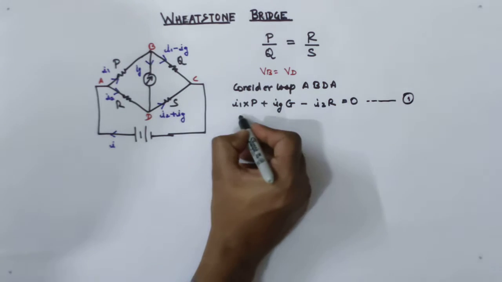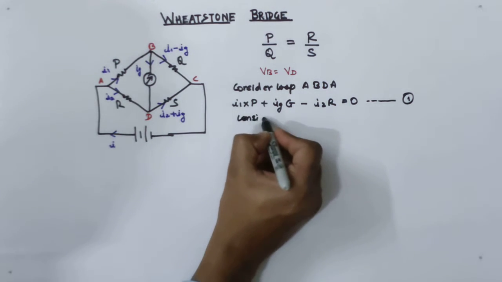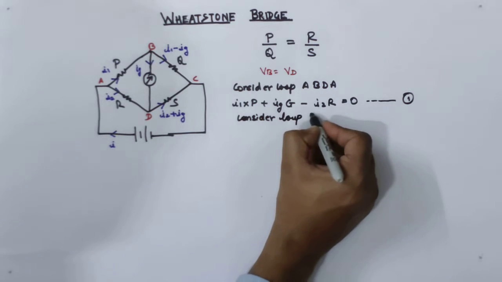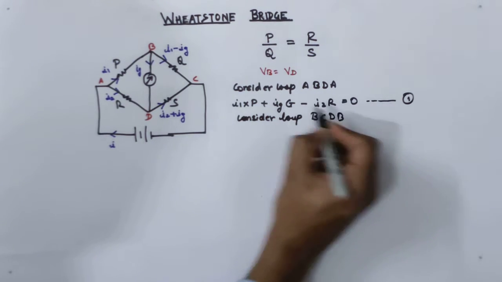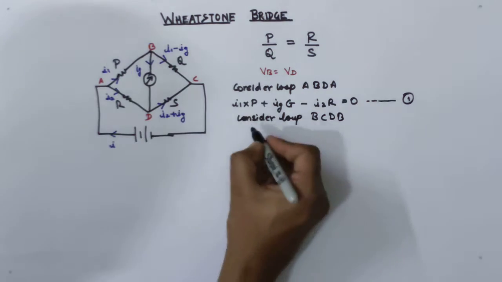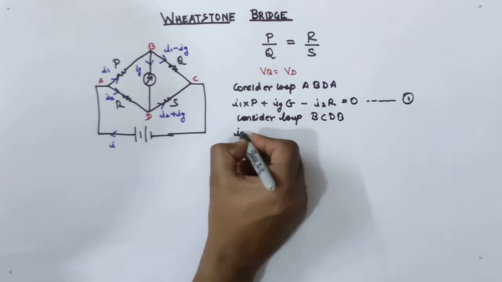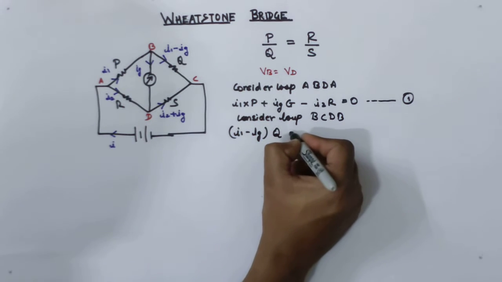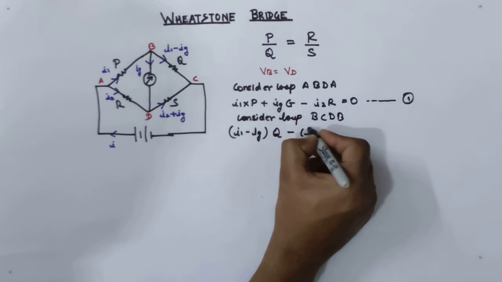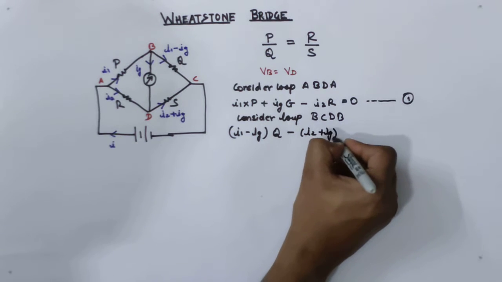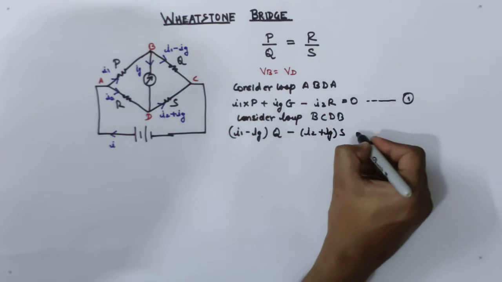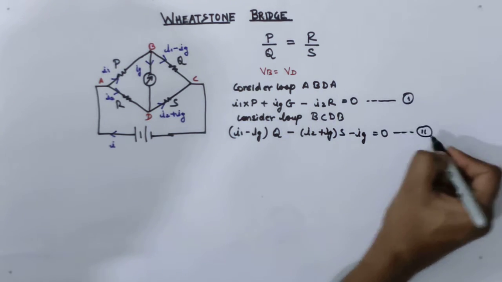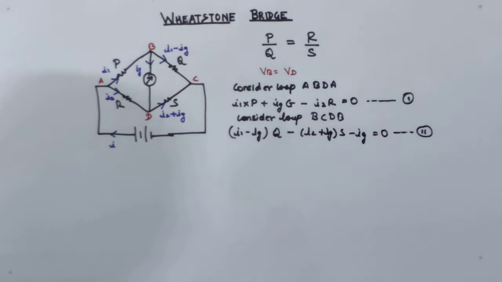Similarly, when I consider loop BCDB, this loop, I can write the equation (I1 minus Ig) into Q minus (I2 plus Ig) into S minus Ig into G equals to 0. Say this is equation number 2.